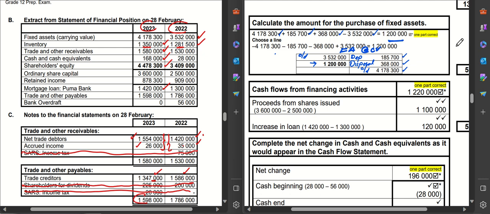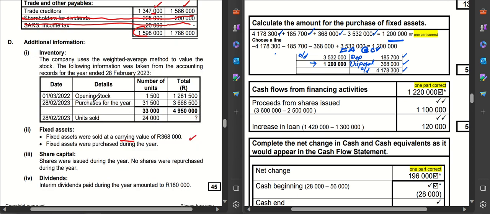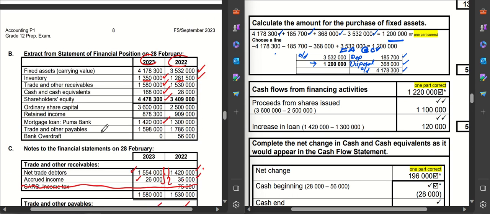Okay guys, welcome back. As we were busy on question 2, which is on the cash flow, you will see that question 2.5 has to do now with cash flow from financing activities. Remember, once we talk about financing, we're talking about shares and loans. All right, so did we have any proceeds from the issue of shares? All right, and then you see here they said shares were issued during the year, but no shares were repurchased. So in this particular question, they just wanted us to look at our ordinary share capital here.